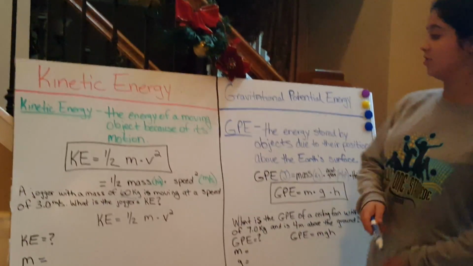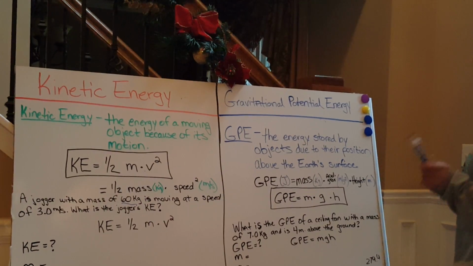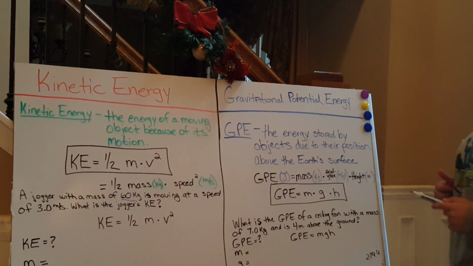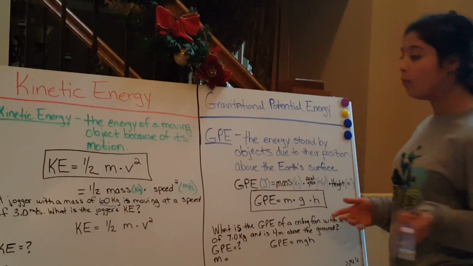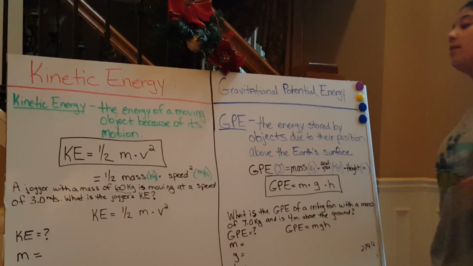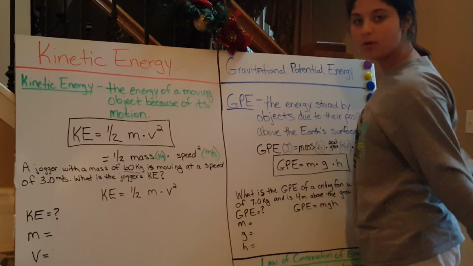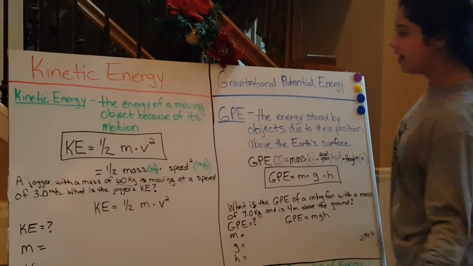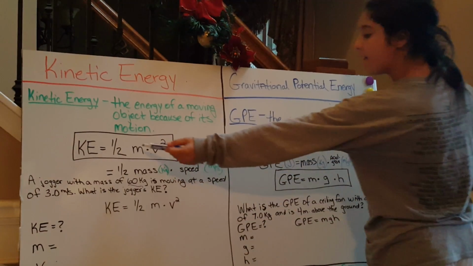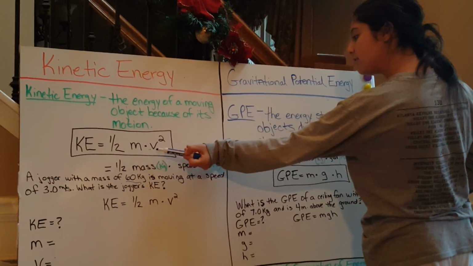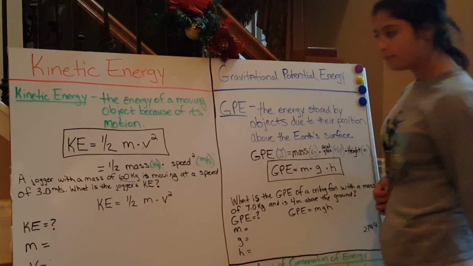Anyway, the first thing is obviously kinetic energy. What is kinetic energy? Well, kinetic energy is the energy of a moving object because of its motion. In order to find that, we need to talk about our equation. Our equation is KE, which is your kinetic energy. It equals half of your mass times your velocity squared.